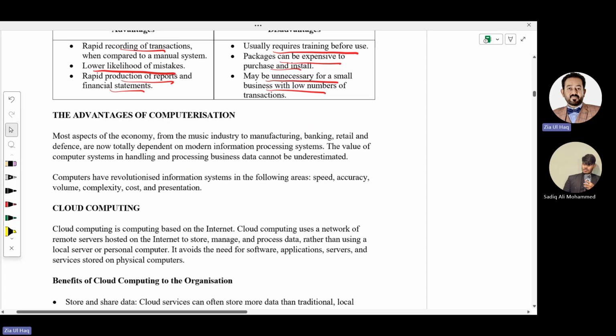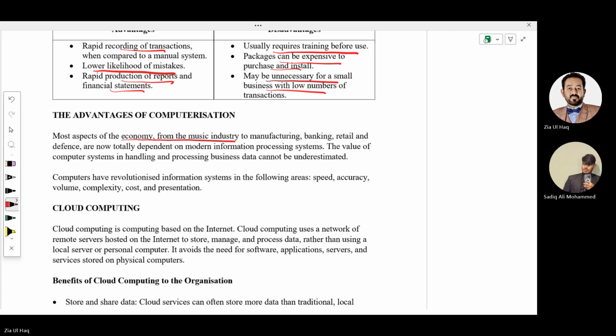What is computerization? Performing business operations with the help of technology, computers, like using a spreadsheet, using a database, using an accounting package. This is called computerization. What are the advantages of computerization?